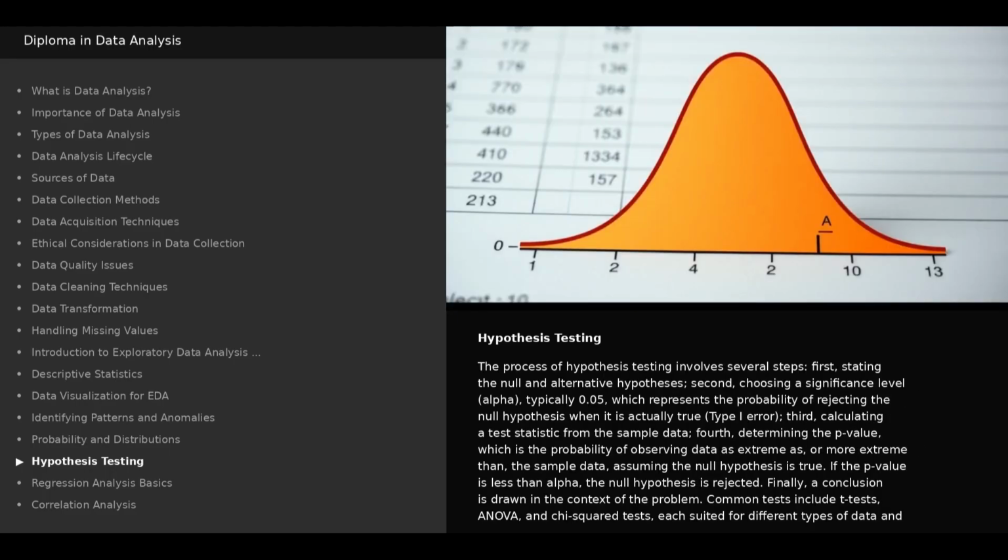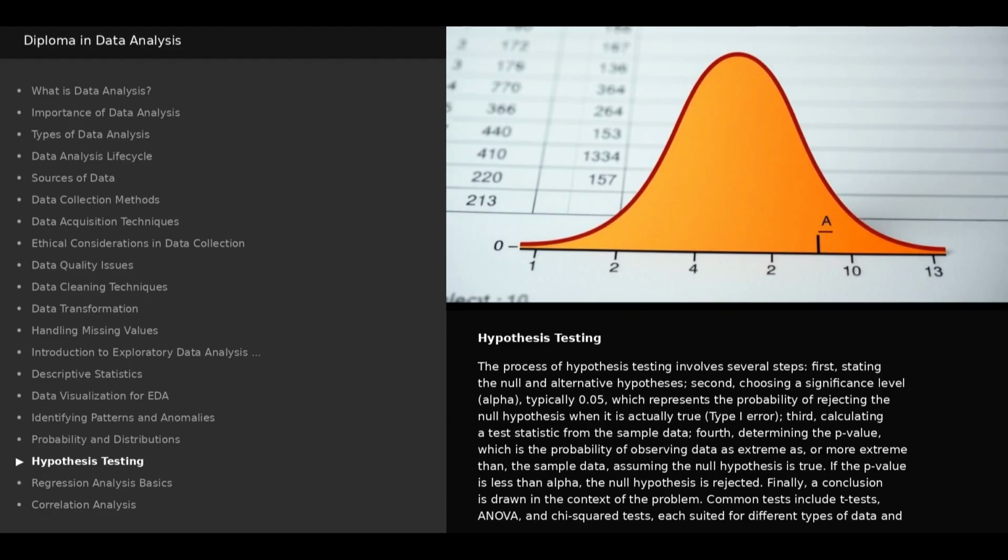The process of hypothesis testing involves several steps. First, stating the null and alternative hypotheses. Second, choosing a significance level, alpha, typically 0.05, which represents the probability of rejecting the null hypothesis when it is actually true, type 1 error.